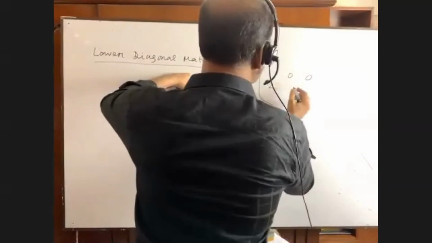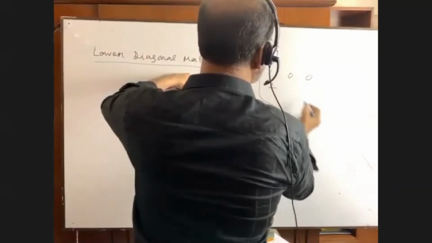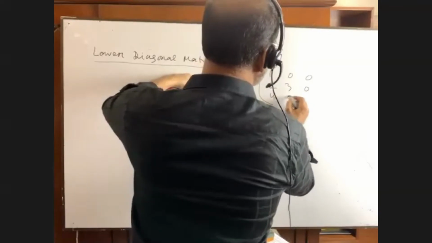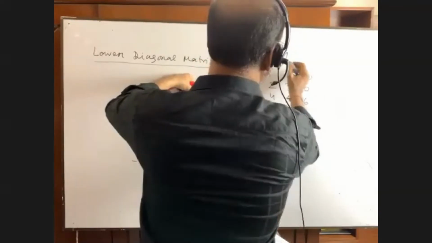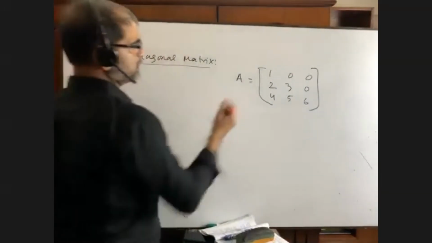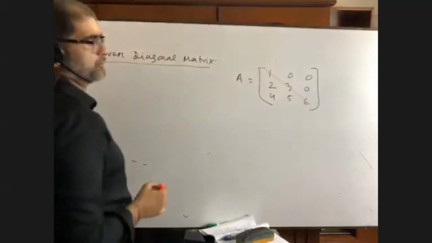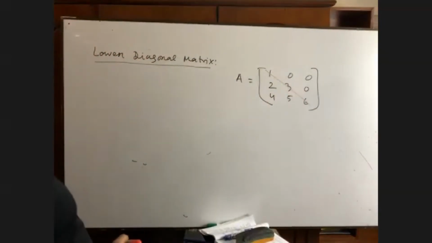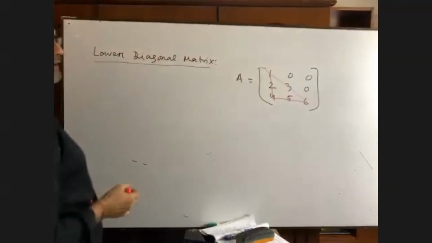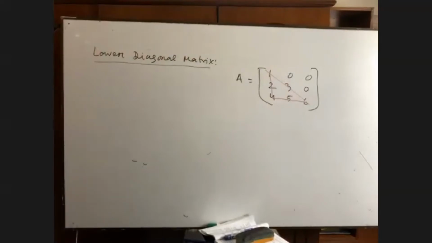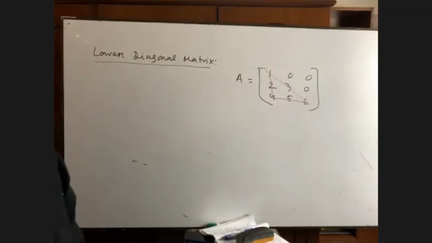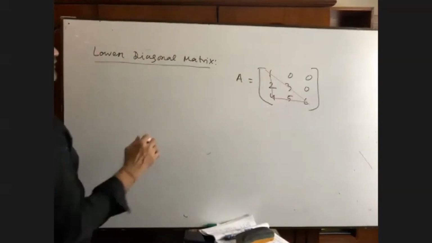What will be here? All will be 0 here. This is 2, 3, 0, 4, 5, 6. You see, this is the principal diagonal. Okay? Are you getting it? Lower triangular matrix. Are you getting it? Yes, sir.